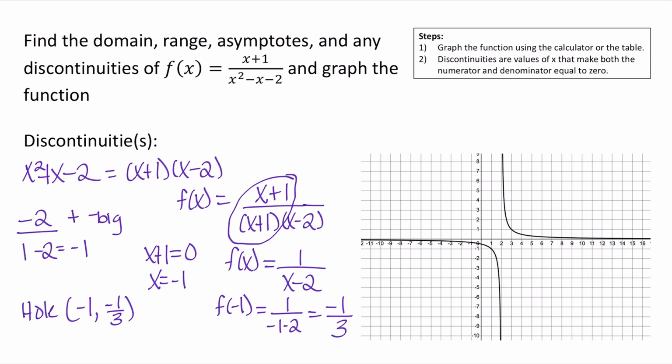Now I need to figure out my vertical asymptote. Vertical asymptotes are another place the function is discontinuous. Well, to find the vertical asymptote, what I need to do is take what's left in the denominator and set it equal to 0.